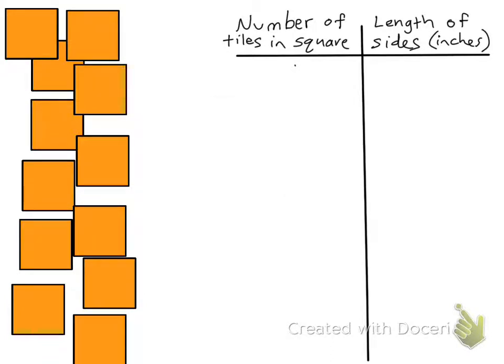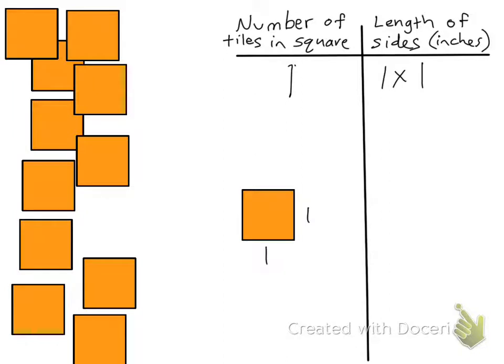Mathematicians have certain numbers that they call square numbers. Now we will find the square numbers by using these tiles to make actual squares. My first one, this square here, is the smallest square I can make, and it's just one tile. We're going to say that each side of these squares is 1 inch. So the length of the sides on my small square is 1 by 1, or 1 times 1.